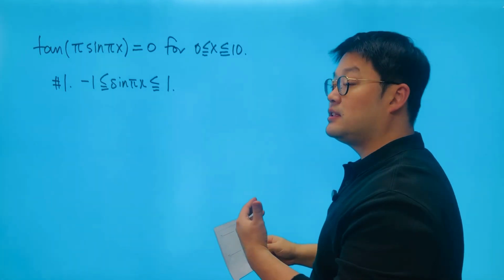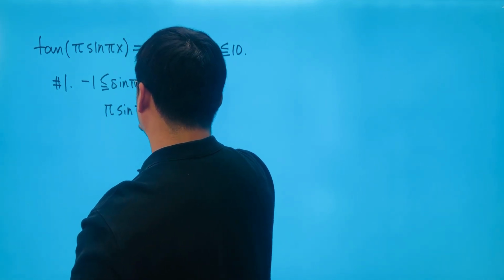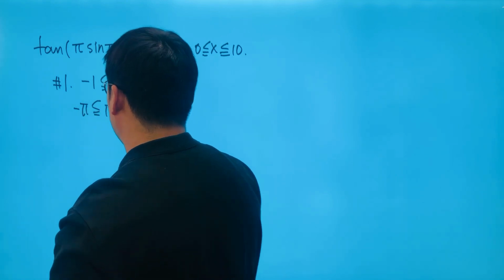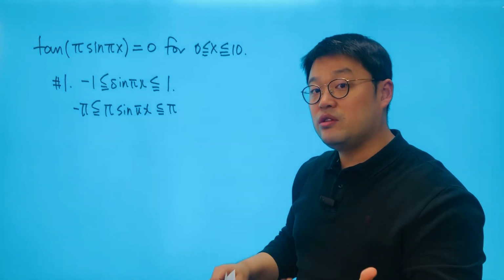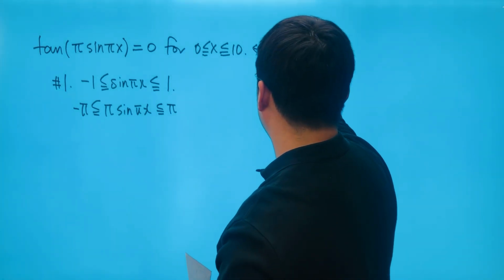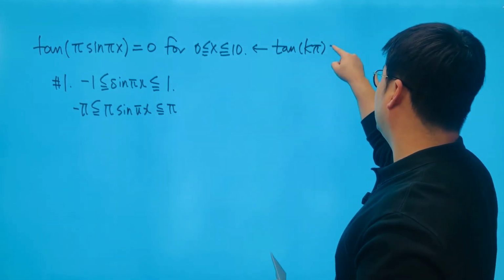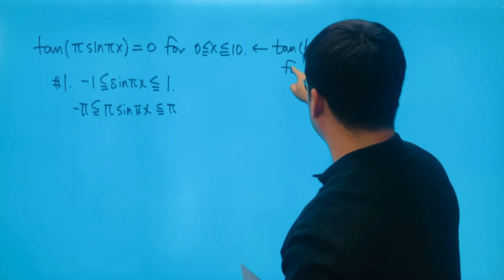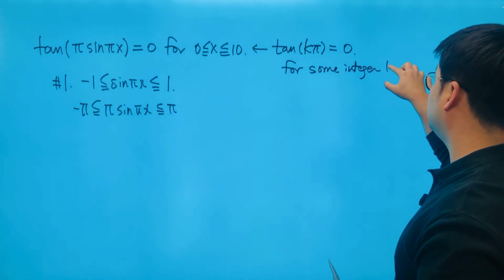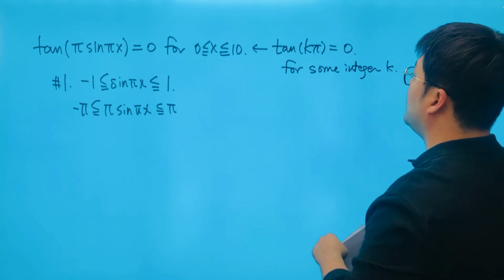If I multiply this out by pi, what do I know? Then this turns into pi, and at the same time that turns into -pi. Okay, so when do we usually get tangent to be 0? Well, we get tangent to be 0 if and only if we have tangent of k pi equaling 0 for some integer k. So it should be any integer multiple of pi.